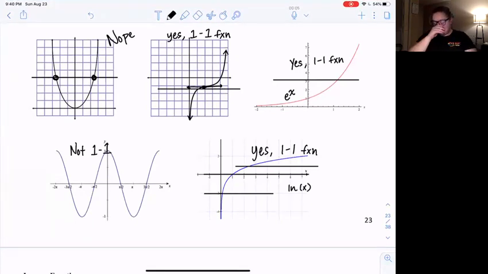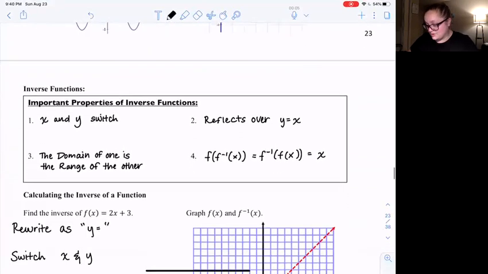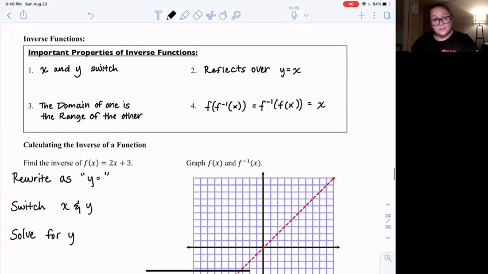Okay, so let's look at some key things about inverse functions. So when we're talking about one-to-one functions, they have inverses. And there are 4 key things we want to remember. First is that the x and y, when we find an inverse, are going to switch. The second is that in that switch, you can obviously see that it's going to reflect over the line y equals x. The domain of one is the range of the other. I'm going to go into a little bit more detail about that.